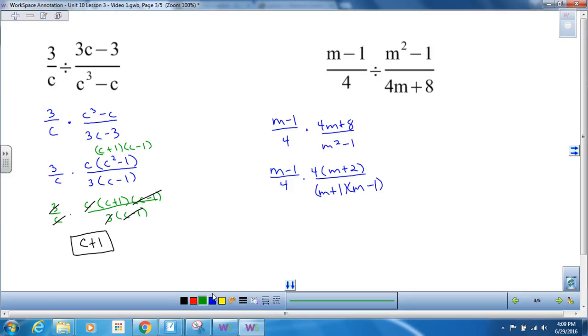And then let's cancel. So my m minus 1's cancel. And my 4's cancel. And that is it. So I have m plus 2 on top over m plus 1 on bottom. Remember, these have invisible parentheses, so you can't cancel out those m's. Those are attached. So this is our answer.